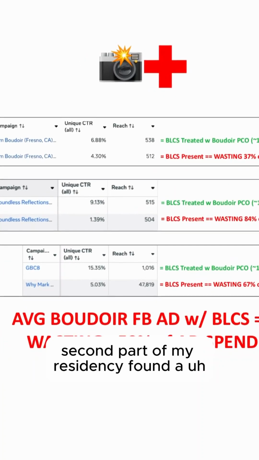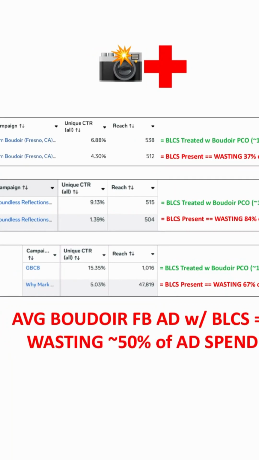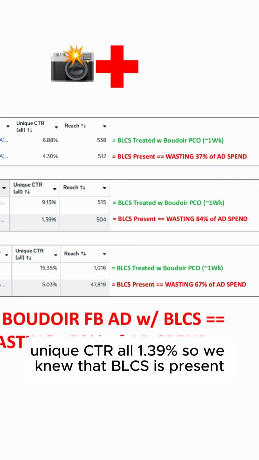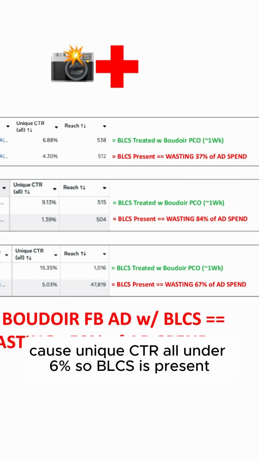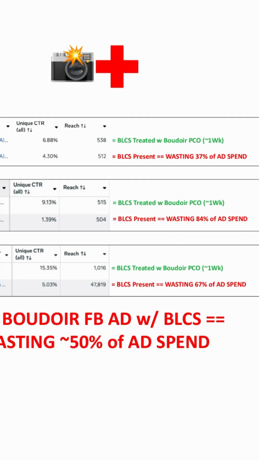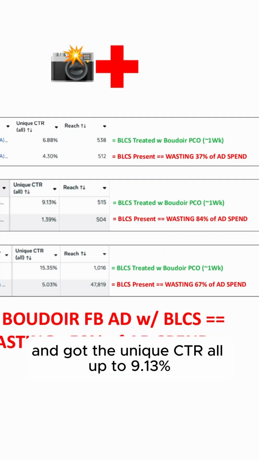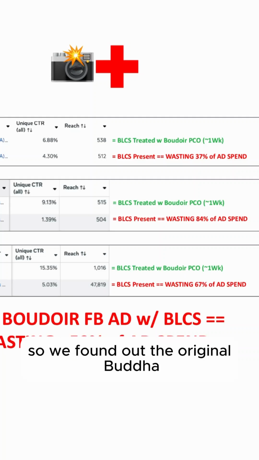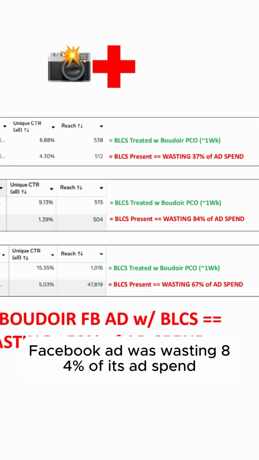All right, second part of my residency, found a Boudoir Facebook ad at unique CTR all 1.39%. So we knew that BLCS is present because unique CTR all is under 6%. So we duplicated it, treated it with Boudoir Pico, took about a week, and got the unique CTR all up to 9.13%. Insanely good, much better. So we found out the original Boudoir Facebook ad was wasting 84% of its ad spend.